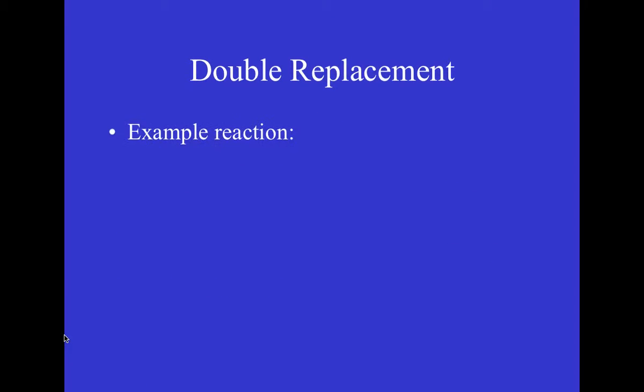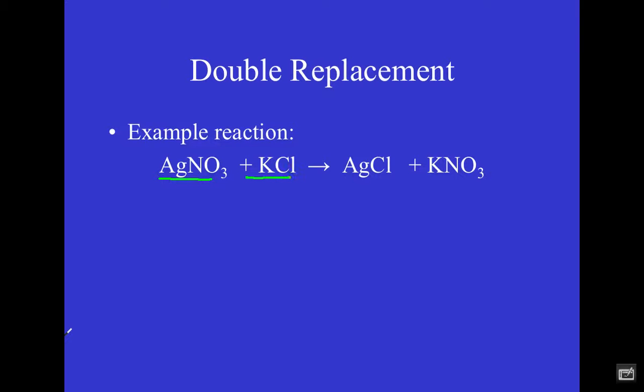And here is our example reaction. Silver nitrate plus potassium chloride gives me silver chloride plus potassium nitrate. What you can see here is that on this side I have 1, 2, and on this side I have 1, 2. So it can't be synthesis and it can't be decomposition. But if I look here, AgNO3 tells me I have a compound. KCl, a compound. And then a compound and a compound. I know right away it is double replacement.